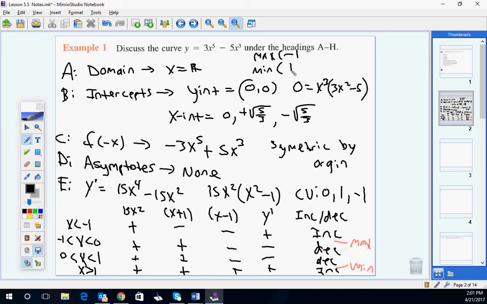So that's going to be -3 plus 5, which is 2. And the min, at 1, 3 minus 5 is -2. So -1, 2 and 1, -2 are our max and min. So that's F as well. We just did part F.